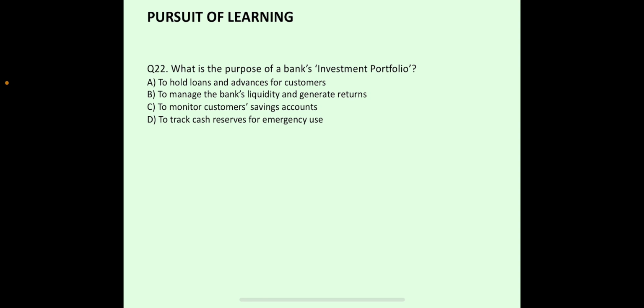What is the purpose of a bank's investment portfolio? Option A, to hold loans and advances for customers. Option B, to manage the bank's liquidity and generate returns. Option C, to monitor customers' savings accounts. Option D, to track reserves for emergency use. So what will the bank's investment portfolio do? What will its purpose be? Option B, to manage the bank's liquidity and generate returns. Next question.